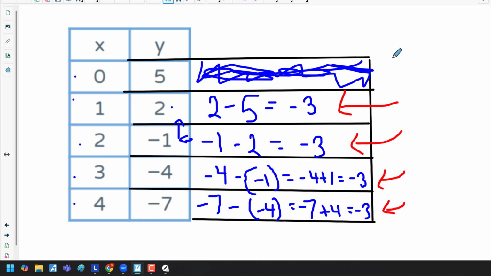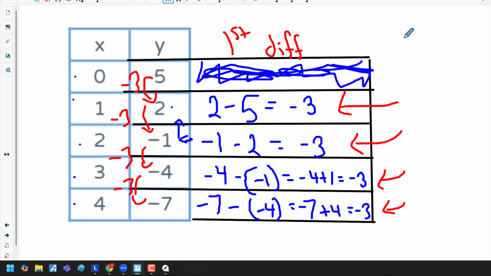Another way you can take a look at this is just do some mental math and look at that pattern. Look, it's 5 to 2. I know it's going down by 3. Then 2 to negative 1, if you can do that. If not, do the math. It's also going down by 3. Negative 1 to negative 4 is also going down by 3, and negative 4 to negative 7 is also going down by 3. So these are called first differences.